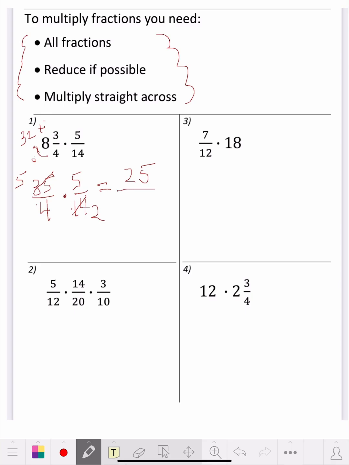4 times 2 is 8. Can I reduce that any further? Nope, I don't think anything more will go into that. Okay, so square that off. That's my answer: 25/8.